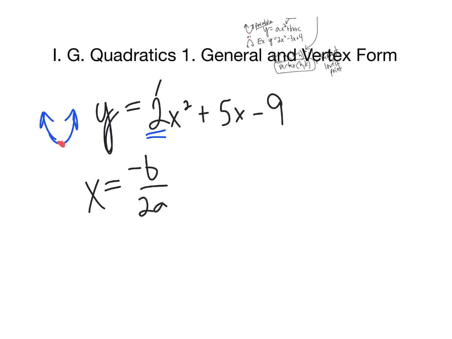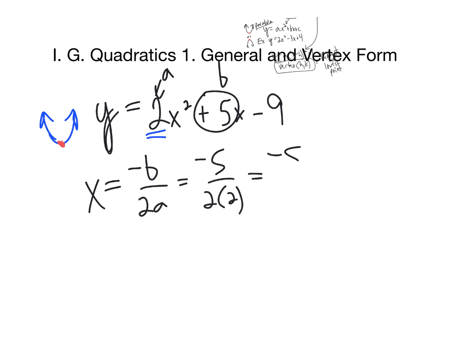So this is a, this is b, so negative 5 over 2 times 2. So that'd be negative 5/4. Not the greatest numbers. Let me just change that. We'll make things a little nicer here. Let's make that a 4 instead. Okay. I don't think they'd give you anything quite like that with your time constraint.